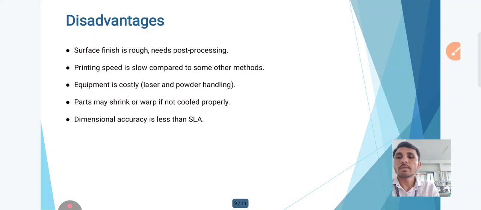Now we see the disadvantages of SLS. Surface finish is rough as the powder material sticks on the surface of the printed material, so the surface finish is rough. Next is printing speed is slow compared to other additive manufacturing processes. Equipment cost is high. Next disadvantage is part may shrink or warp if not cooled properly. Next disadvantage is dimensional accuracy is less than SLA, that is stereolithography.